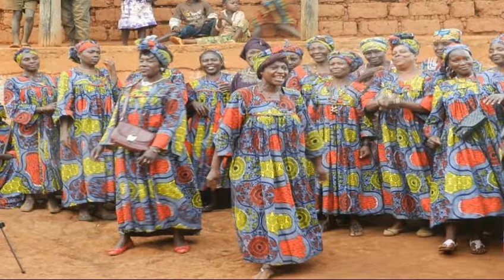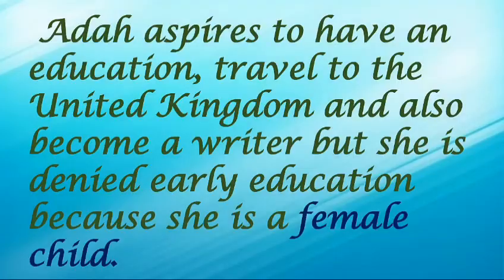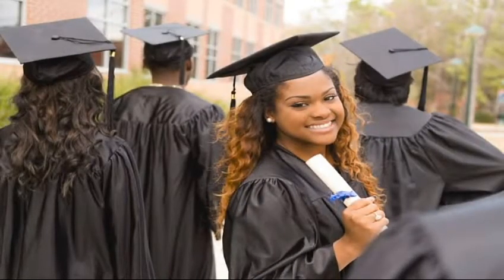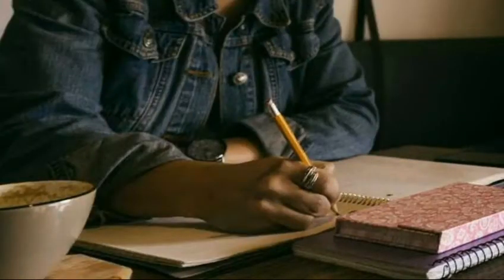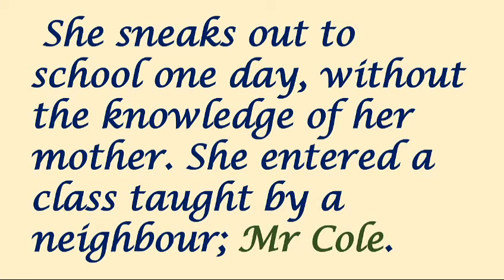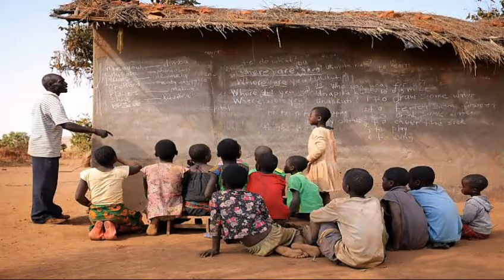Early in life, she wanted to get an education, travel to the United Kingdom, and become a writer. Okay, she wants to get an education like this and ends up as a female writer. She therefore sneaks out to school one day without the knowledge of her mother. She enters a class taught by a neighbor of her parents, Mr. Cole. Mr. Cole welcomed Ada into their fold.